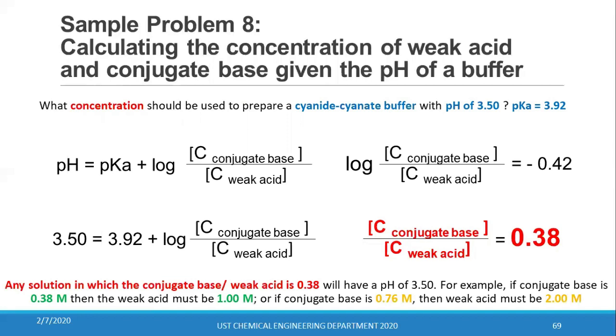Any solution, as long as the conjugate base to weak acid ratio is 0.38, the pH of the solution will still be 3.50. For example, if conjugate base is 0.38 molar, then the weak acid must be 1 molar. Similarly, if the conjugate base is 0.76 molar, then the weak acid must be 2 molar. We have now completely solved sample problem 8.